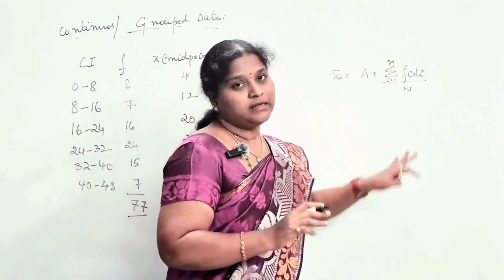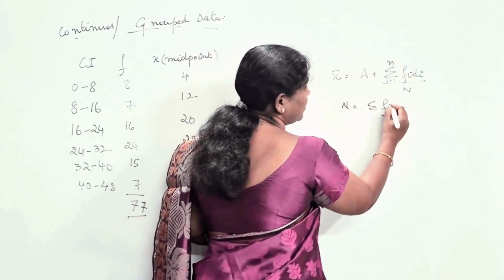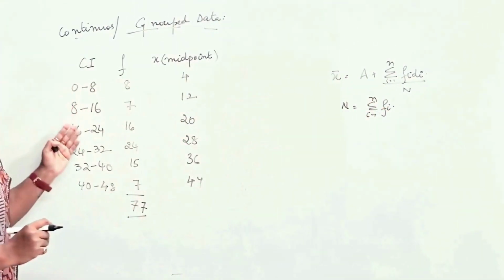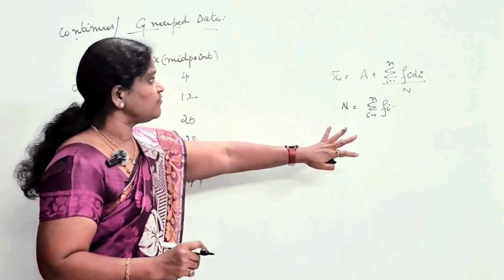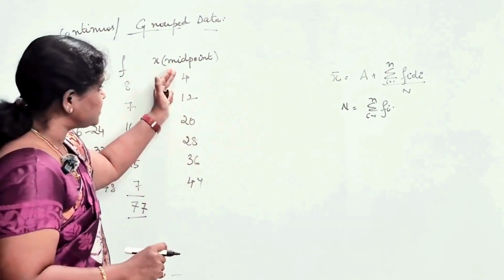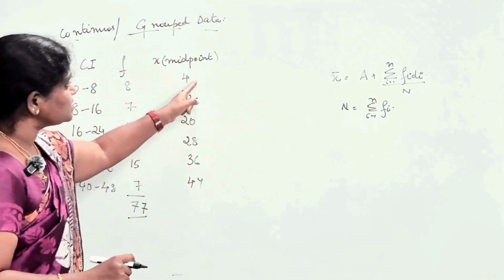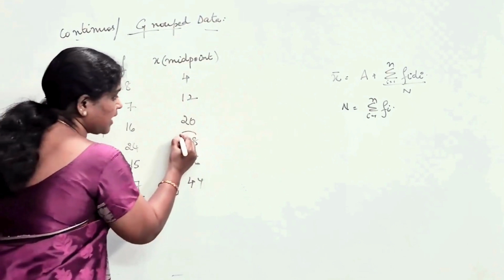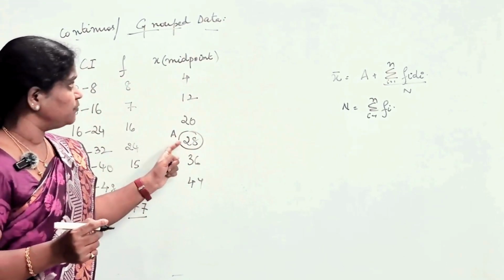Here capital N is nothing but sigma fi and small n is the number of values that we have. Now, capital N is equal to sigma fi. Capital A is nothing but an arbitrary value that is selected among the midpoints. Now, these are the midpoints that we have taken out of the class intervals. An arbitrary value for this can be 28. Any middle value can be my arbitrary value.